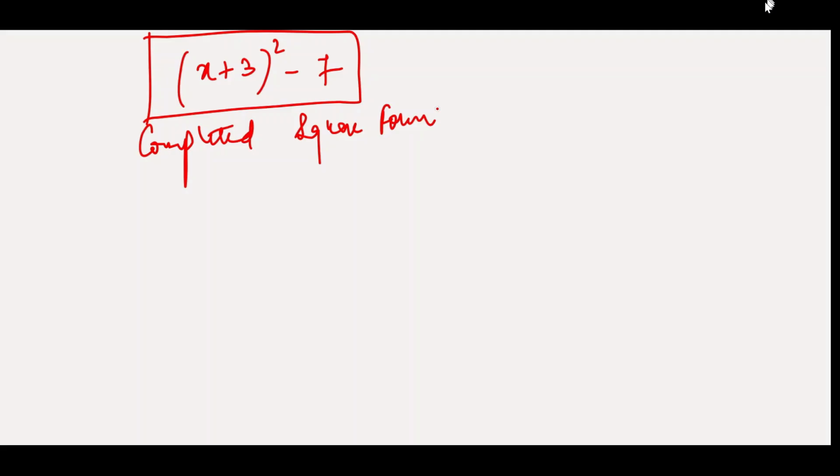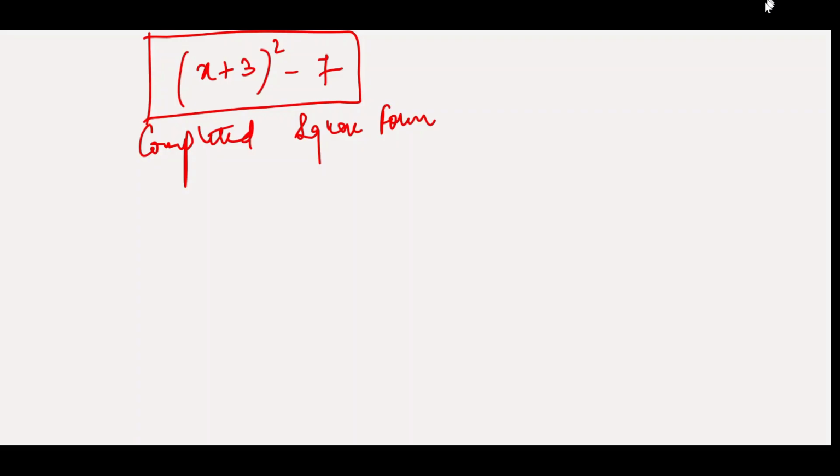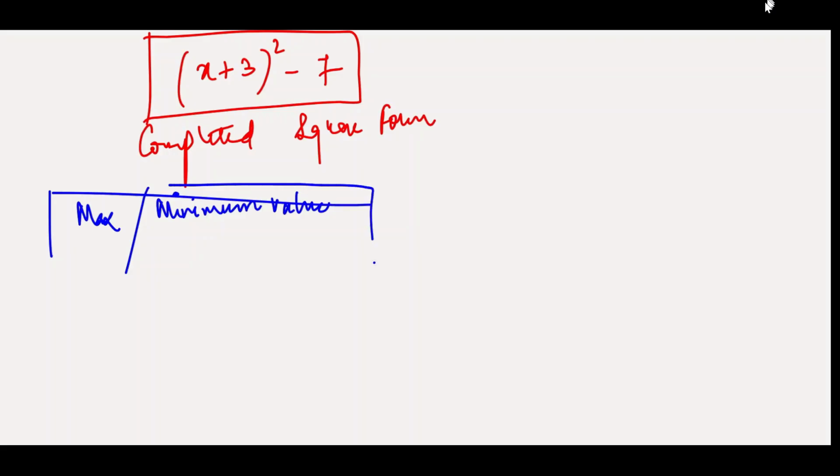Okay, now let's understand its application, where we use the completing the square method and why we use it. Completing the square is used for finding the minimum value of a quadratic function. It is also used for finding the maximum value. So we can say it is used for finding the minimum or the maximum value of the quadratic function. Now, we have here the expression (x plus 3) whole squared minus 7.